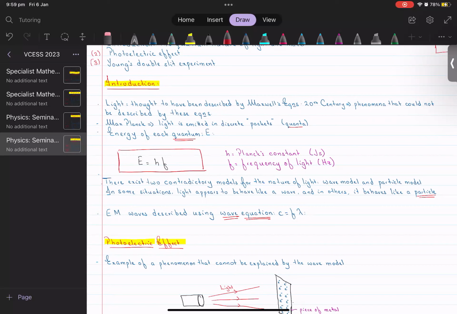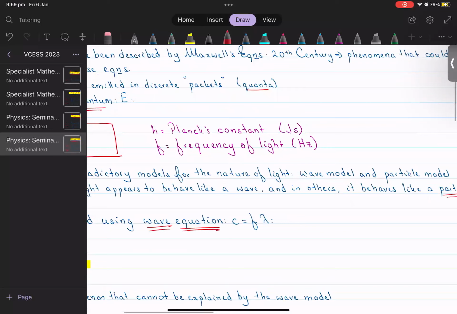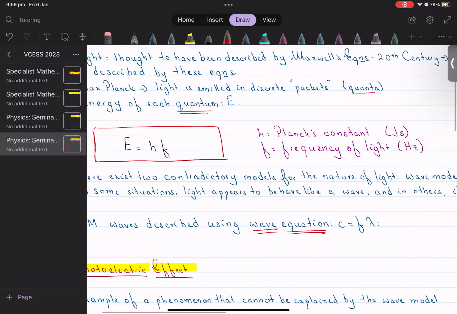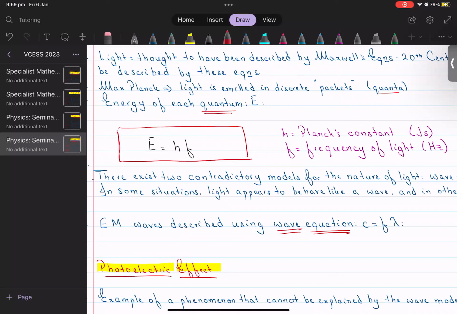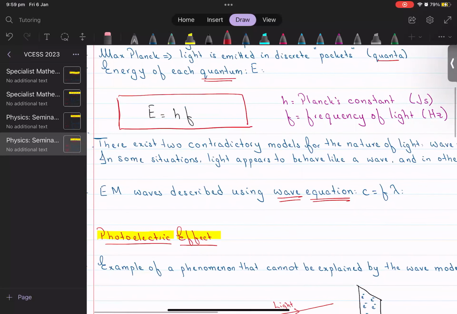In comes a German gentleman called Max Planck, and he theorizes that these phenomena are best described if light is emitted in discrete packets. These are what are called quanta. So maybe you can see where quantum physics comes from. The energy of each quantum of light, each discrete packet of light, denoted capital E, he said was given by this equation: E equals h times f.